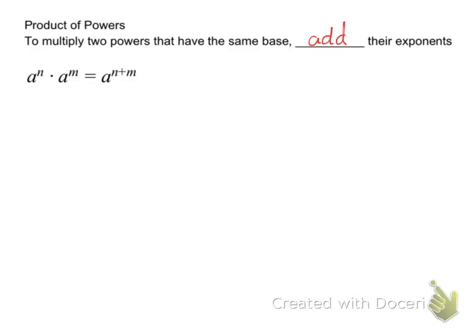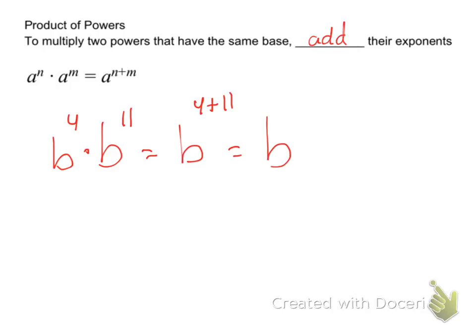So hence, if I change it and call it b to the 4 times b to the 11th, it is b to the 15th. But guess what, guys? I want to see this. We gotta show you that. I want to be shown that. Now, guys, you're not always going to have to. We just learned this, so I want to make sure that you guys are doing this properly.